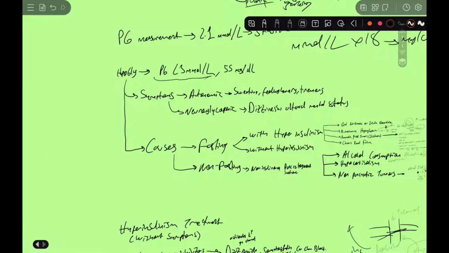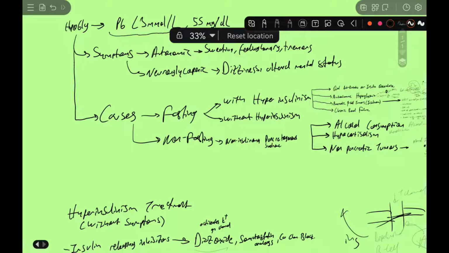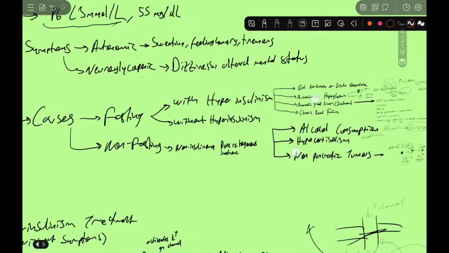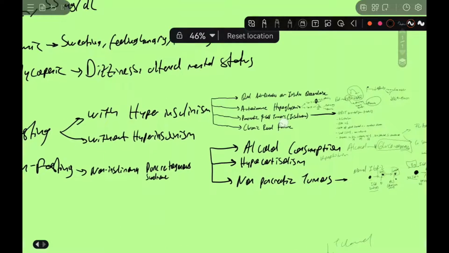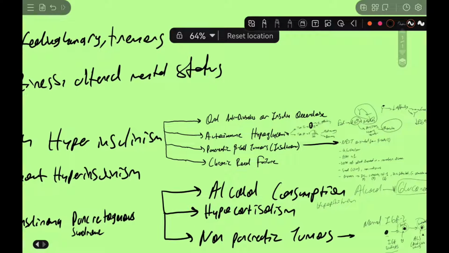And let's continue with hypoglycemia causes. We usually divide them into two: fasting and non-fasting. In fasting, we have with hyperinsulinism and without hyperinsulinism. If you look at with hyperinsulinism, firstly, we need to ask if the patient uses oral antidiabetics or insulin.